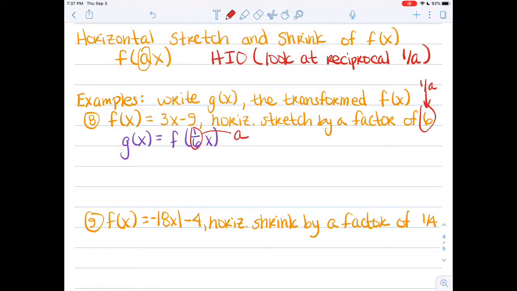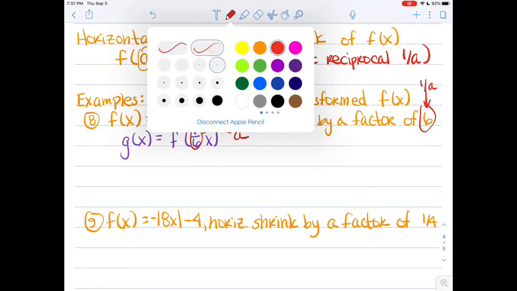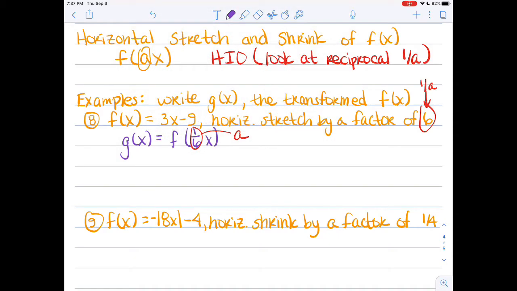So this is actually a. A is smaller than 1 because our 1 over a is larger than 1. So our stretch itself is a stretch by a factor of 6.